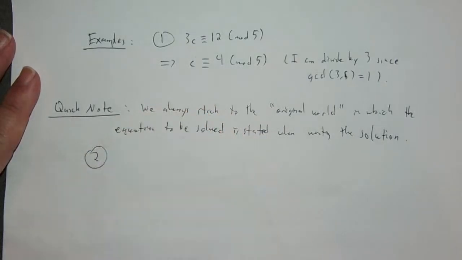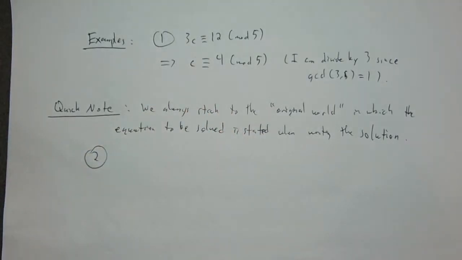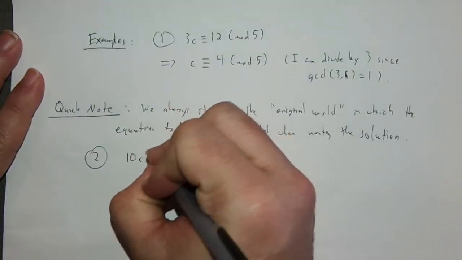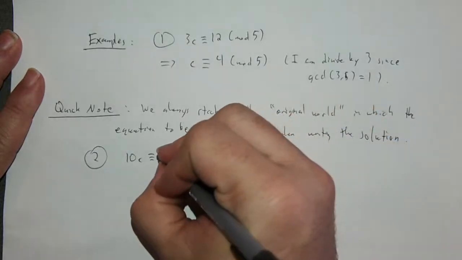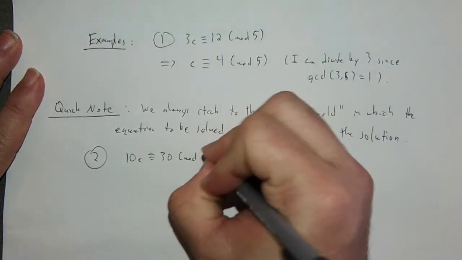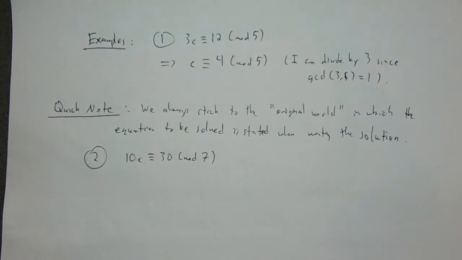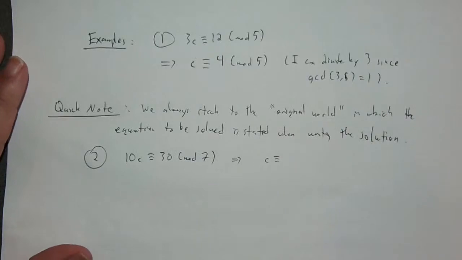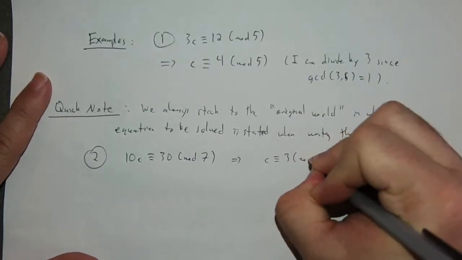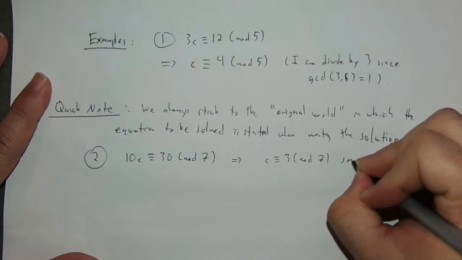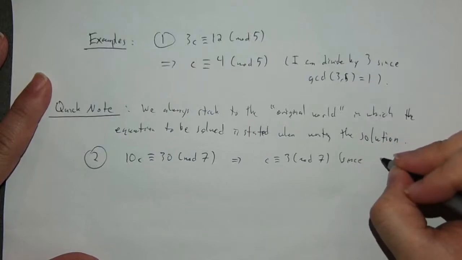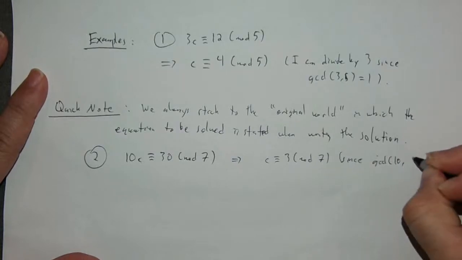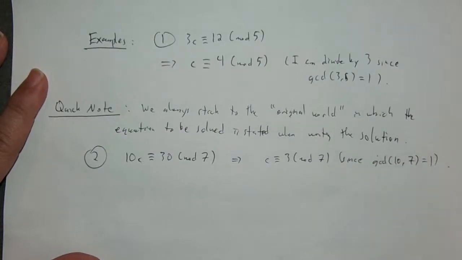Okay, so here's a second example. We'll say 10c is congruent to 30 mod 7. This implies that c is congruent to 3 mod 7 since 10 and 7 are relatively prime. So it works out exactly as before.